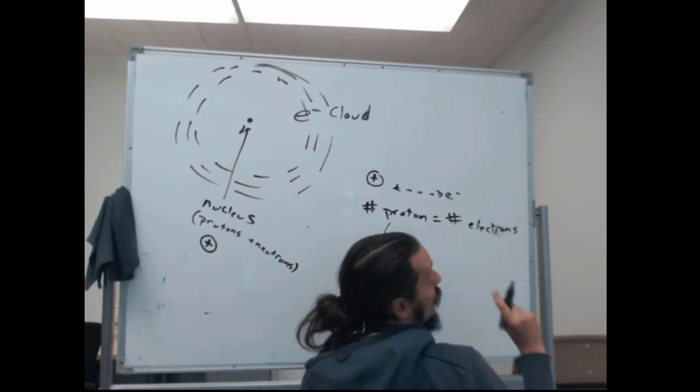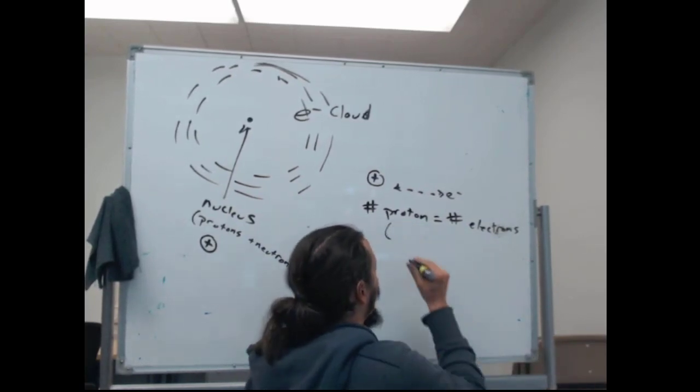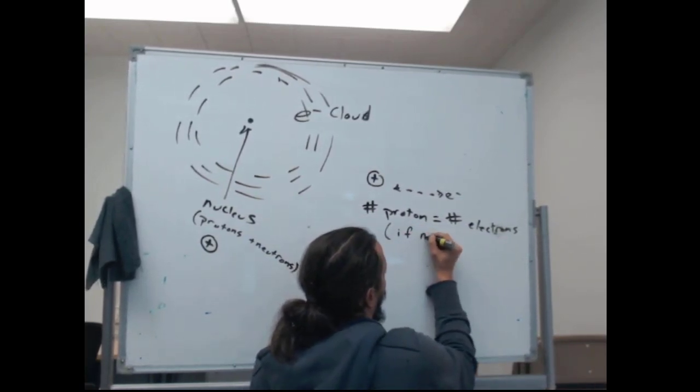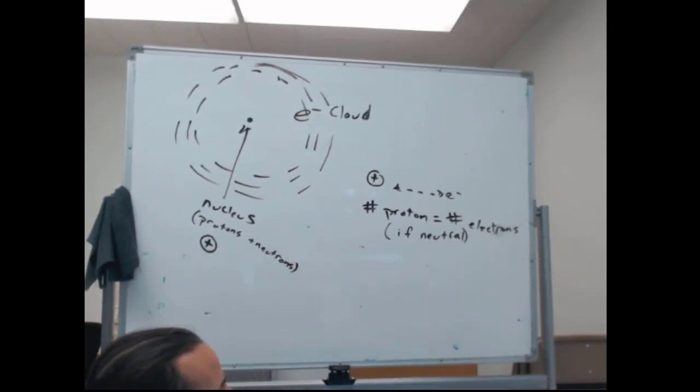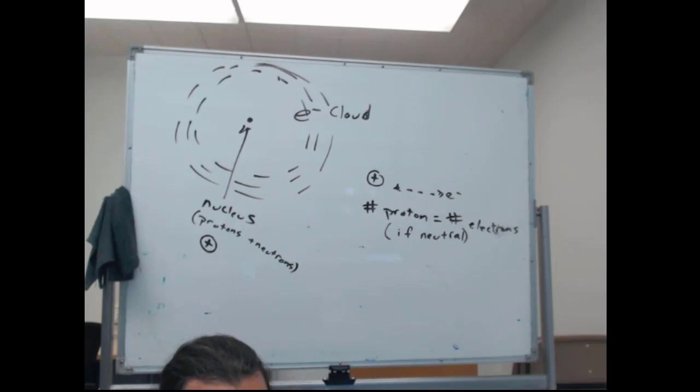If you look at question 2, it actually is a charged ion. So in our case, number of protons will not be equal to number of neutrons. Number of protons will not be equal to number of electrons.